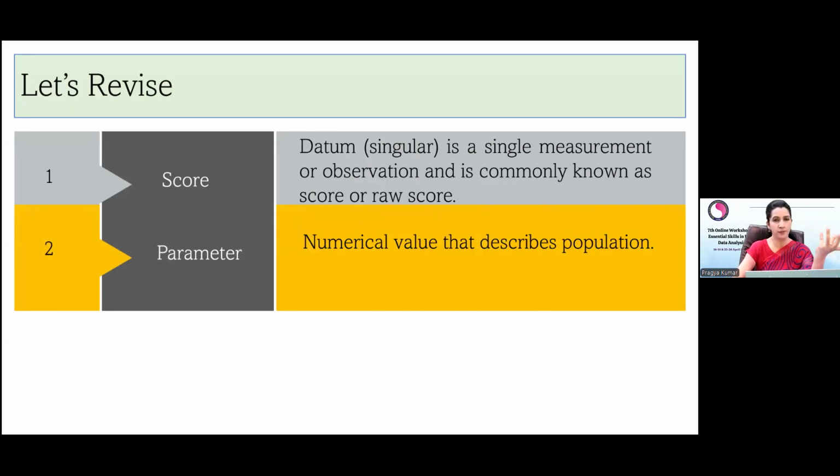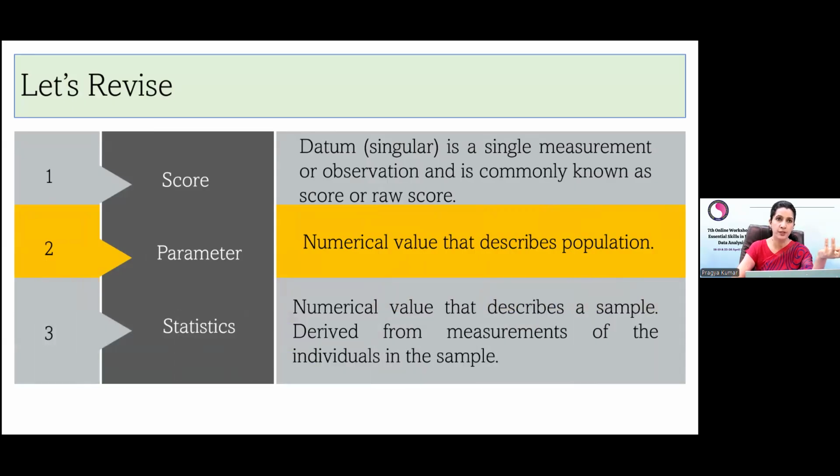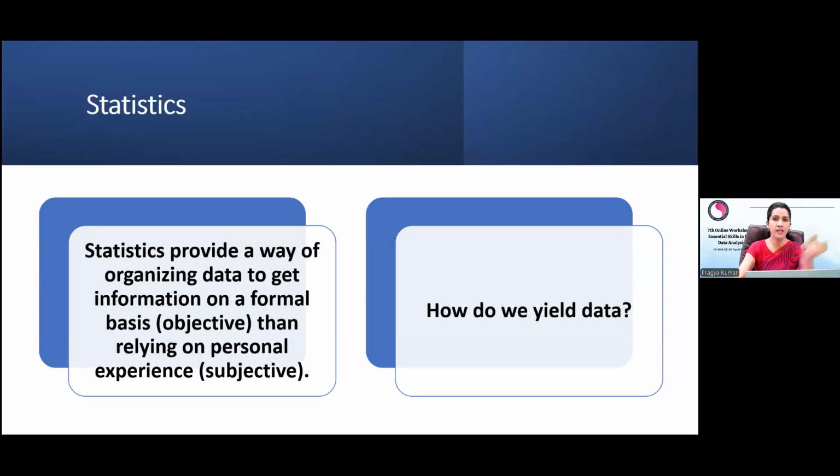Parameter is for the population, like we have studied. P is for P. Any numerical value that describes a population is known as the parameter, and any numerical value which describes the sample is known as the statistics. So what is statistics basically? It is a science in which you learn how to organize the data and try to infer. If somebody just shows you a data set, you will not be able to infer anything. So rather than relying on some subjective feeling, you try to make an inference on the objective data set which you have collected.